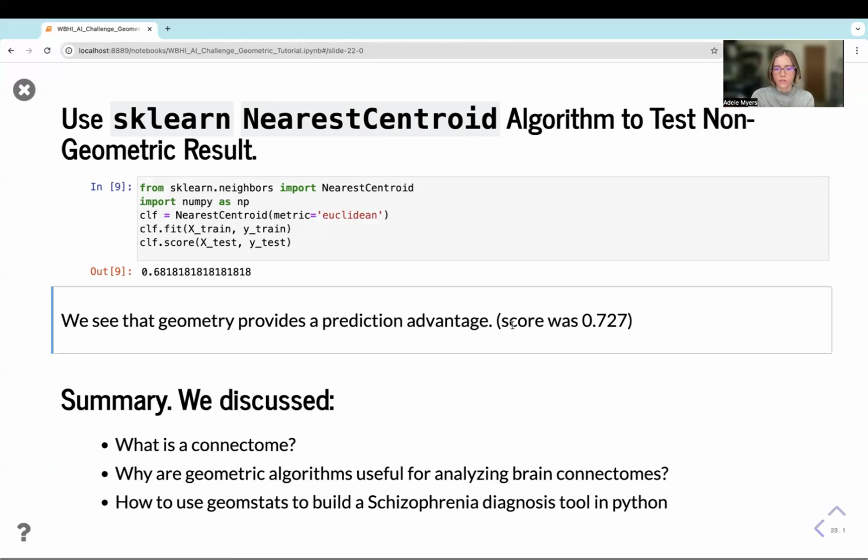So that concludes our tutorial. In summary, we discussed what a connectome is, why geometric algorithms are useful for analyzing brain connectomes, and how to use Geomstats to build a schizophrenia diagnosis tool in Python.